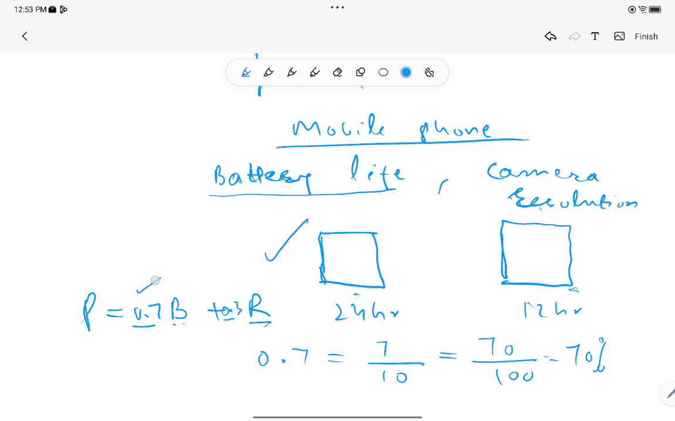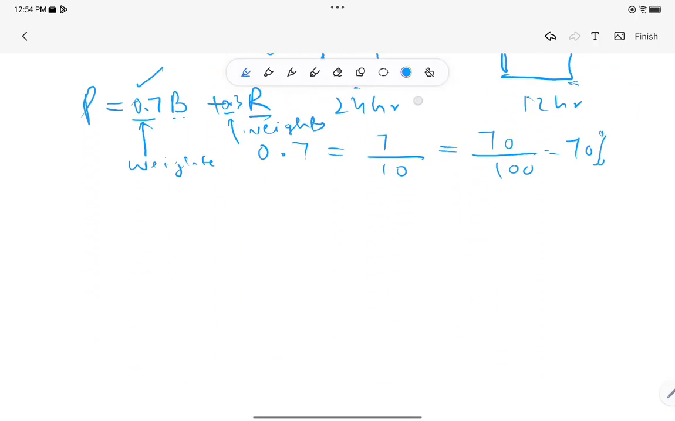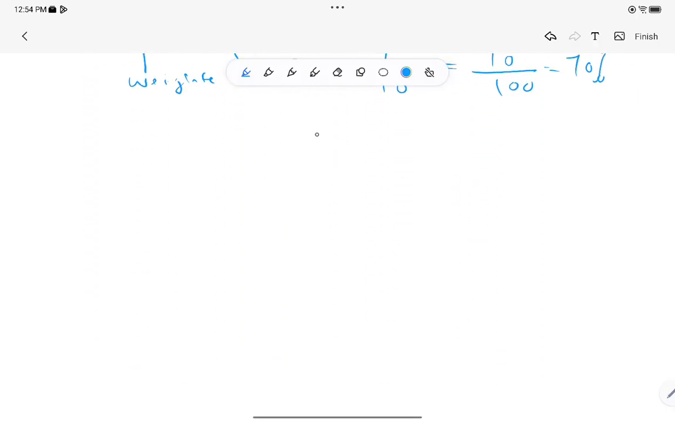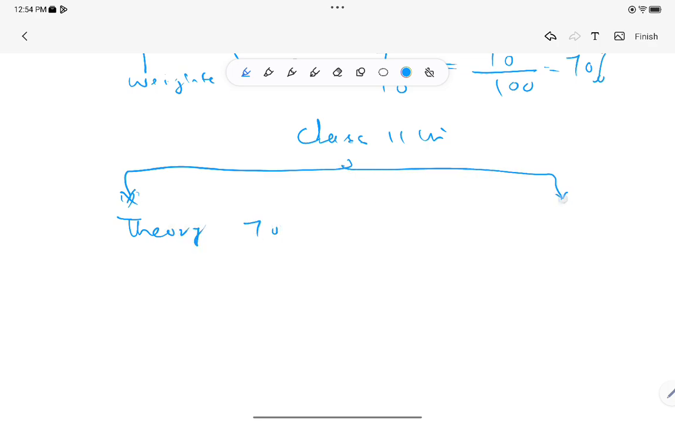These importances are called weights. We call them weights. Okay. Last example for this is, suppose you have a class 11th examination. In this examination, total maximum marks are 100, and out of 100, theory is allotted marks of 70, and practicals are allotted marks of 30.